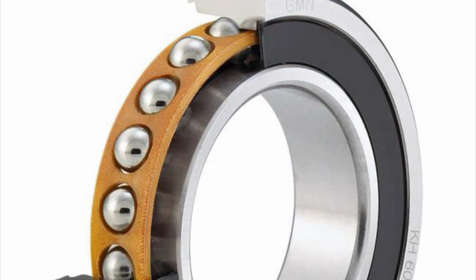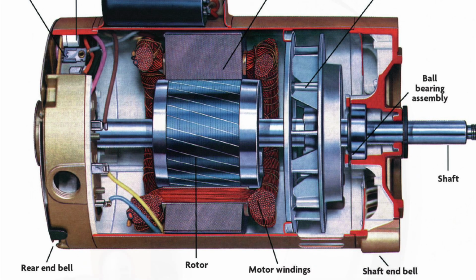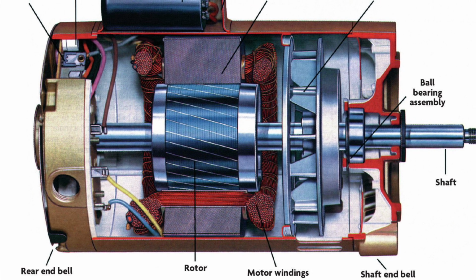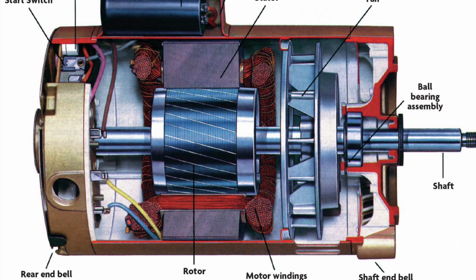Some bearings have these little metallic balls in them, so those are what we call ball bearings. Take a look at the inside of this motor. This is what the bearings do with the machine.